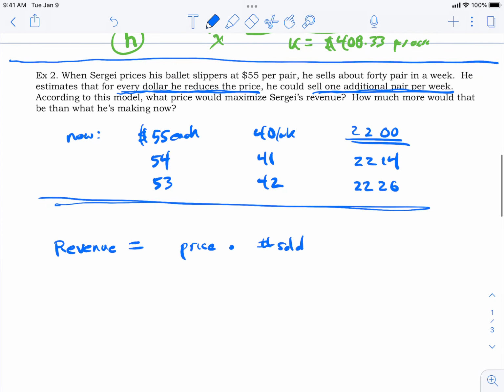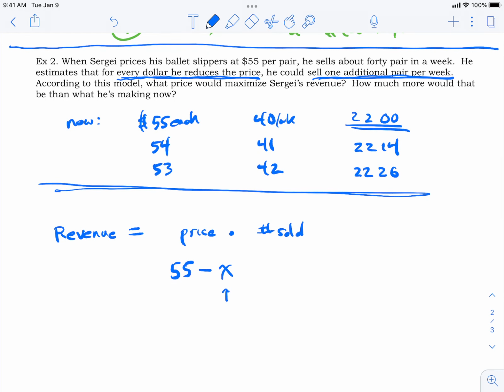And right now, the price is $55. And what I'm thinking of doing is reducing the price by $1, or maybe $2, or maybe $3, and so on. So what you got to do is you got to say, okay, what am I going to say that my X is? Let X be the number of dollars we reduce the price.